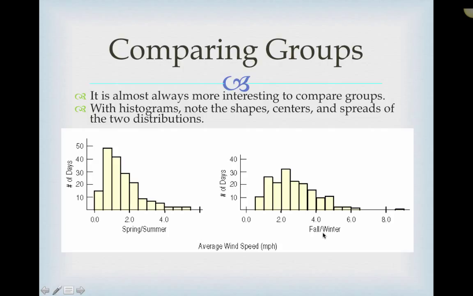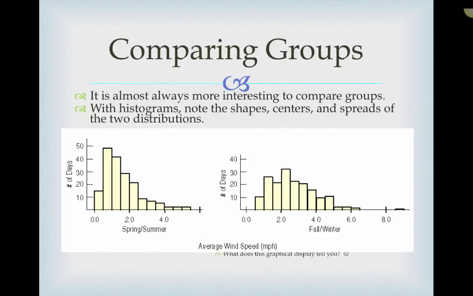In the fall-winter, again, we have the same shape. We're unimodal and skewed to the right still, but this time our center is more around 2.5, and our spread goes from 0.5 all the way up to about 9. And the other thing to note is that in fall-winter there's an outlier, whereas in the spring-summer there is not.